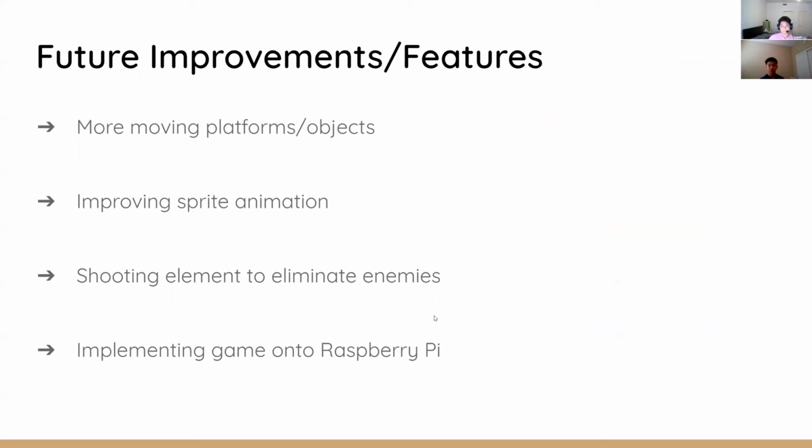There are a few improvements and features that we could see adding to the game in the future. One would be to create more moving platforms and objects so that the game has some more action to it. We can improve the animation of the player sprites so that instead of looking stationary while moving, the players have more realistic movement animations. We would also like to add a shooting element into the game so that the players can shoot at enemies in order to reach the end.